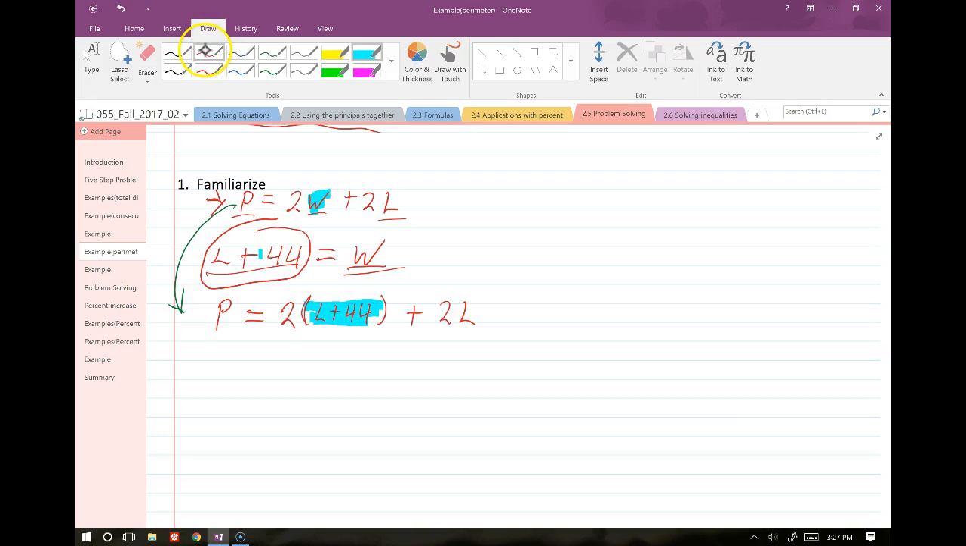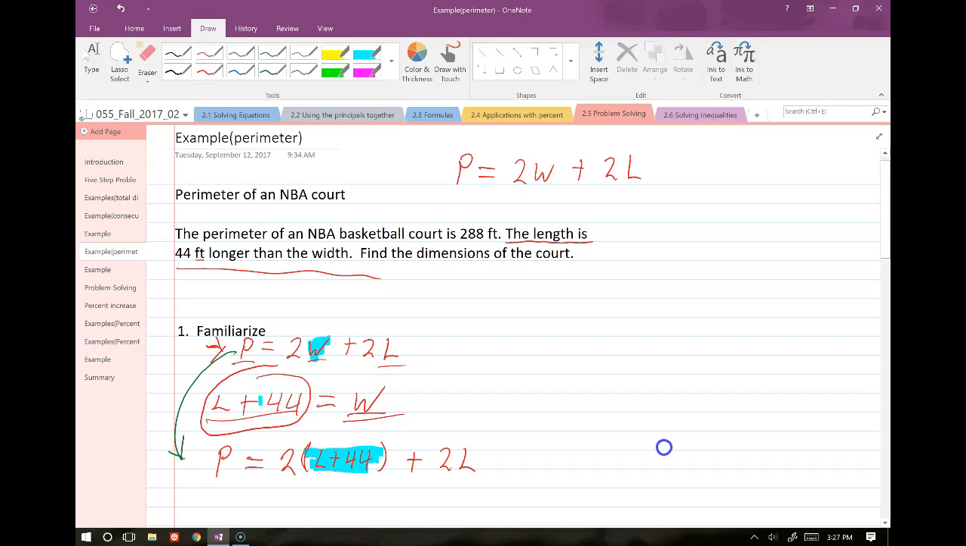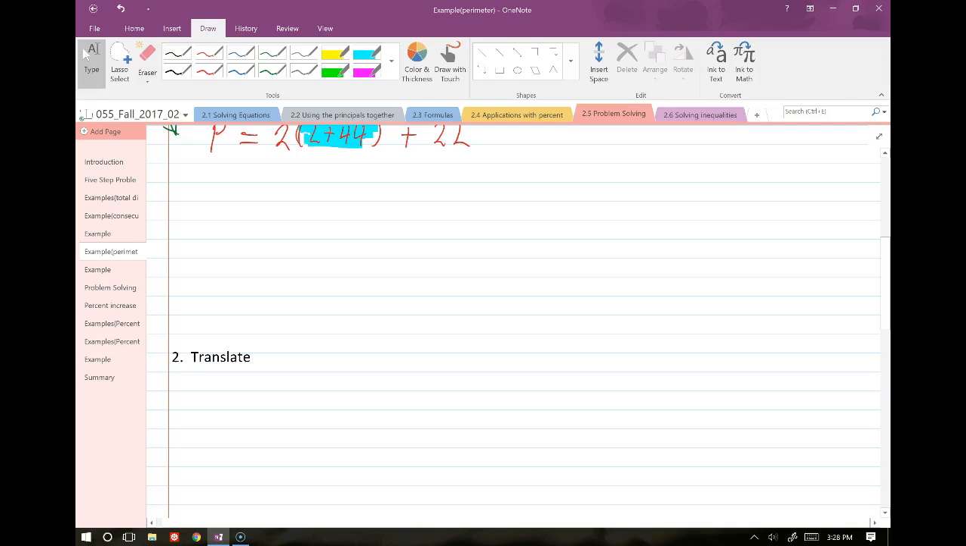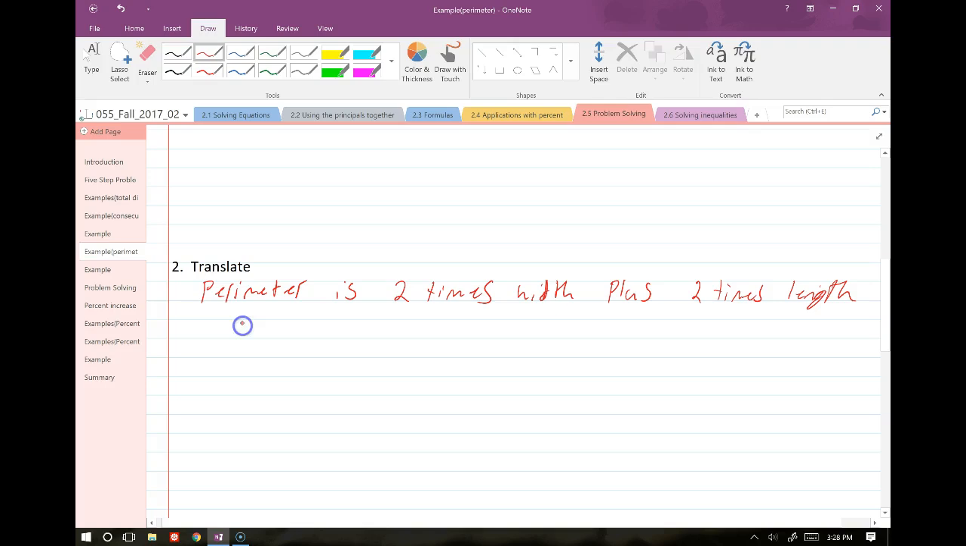Okay, so the next one, translate. Really we can just translate our perimeter equation that we already have: perimeter is 2 times width plus 2 times length. All right, P equals 2W plus 2L. And then we can substitute in the values that we know we have.